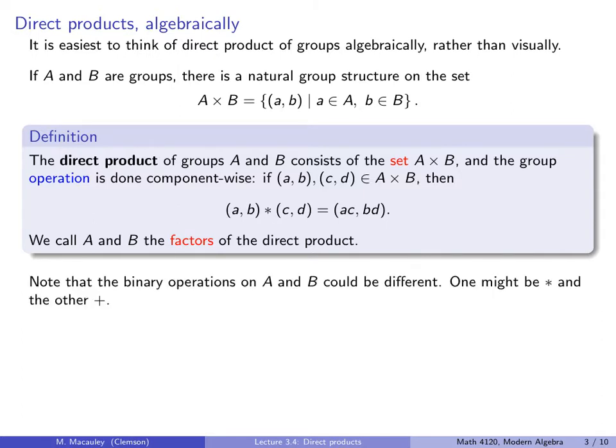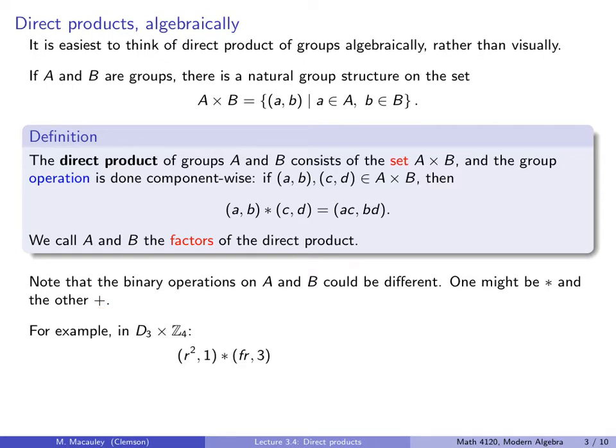Now it's important to point out that the binary operations on A and B could be different. I've denoted them both just by multiplication, although this is a little bit sloppy because one of them might be just plain old star, might be multiplication, might be function composition or something else, and the other one might be addition.